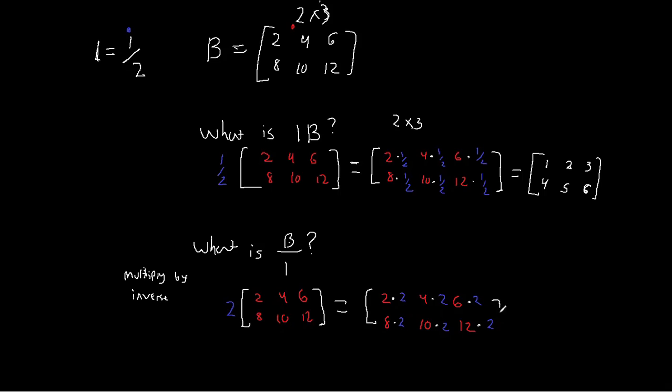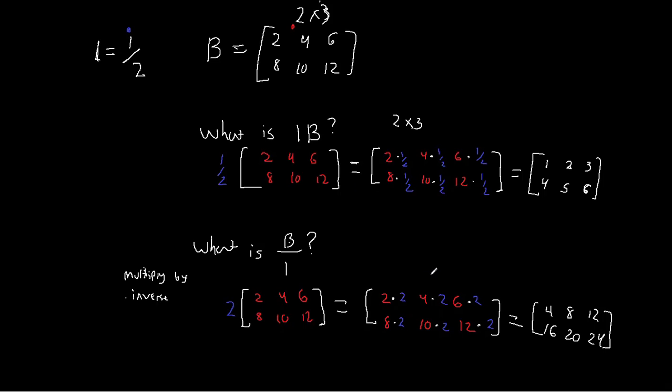Okay, so now we execute the arithmetic. 2 times 2 is 4. 2 times 4 is 8. 2 times 6 is 12. 2 times 8 is 16. 2 times 10 is 20. And 2 times 12 is 24. So this right here is the value you get when you divide by this fractional scalar.